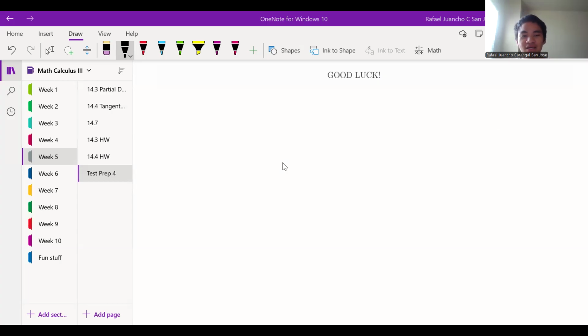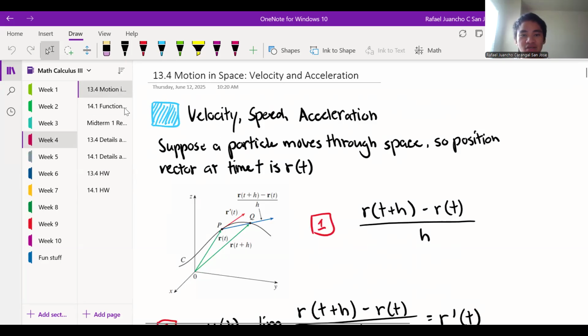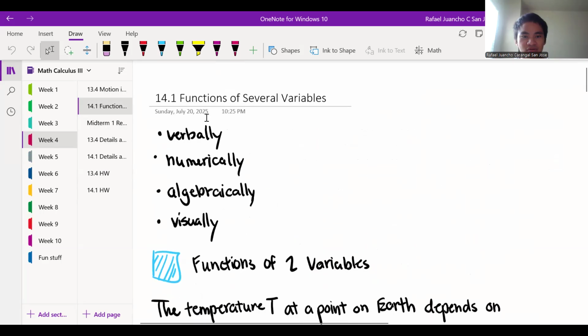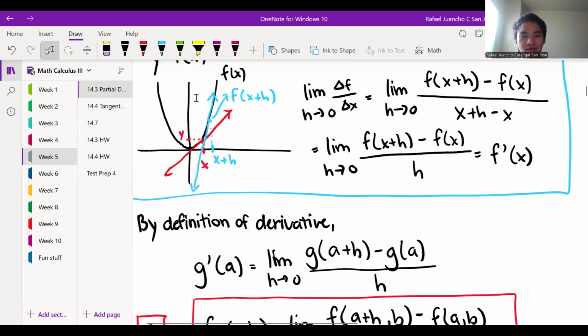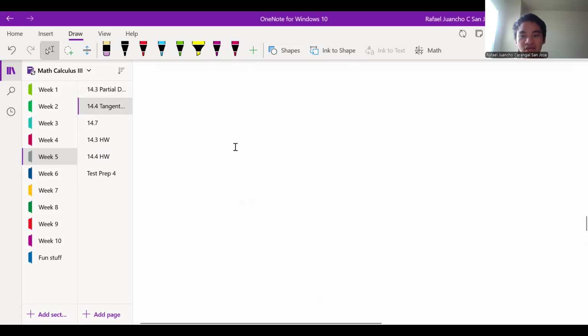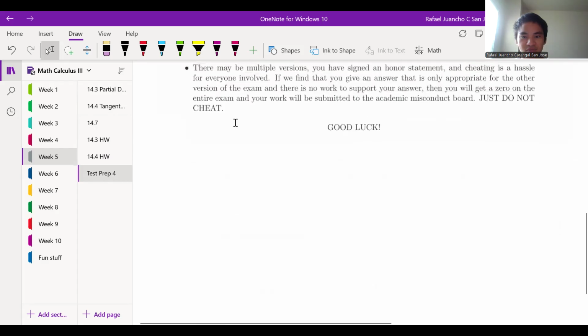So today we're going to go through a test prep that consists of basically everything we've studied so far, which is from 13.4, which is about velocity and acceleration, functions of several variables. I don't know why that's not showing. Functions of several variables, and then we also did partial derivatives, as well as tangent planes and linear approximations, right? Okay, so let's go ahead and do our little test prep here.